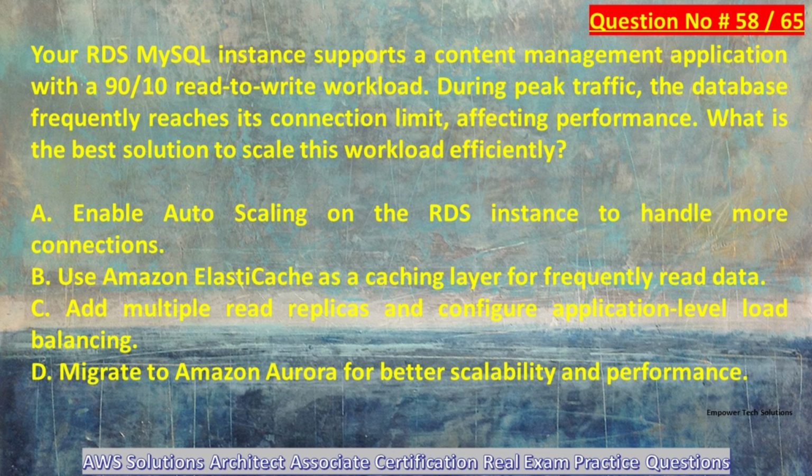A. Enable auto-scaling on the RDS instance to handle more connections. B. Use Amazon ElastiCache as a caching layer for frequently read data. C. Add multiple read replicas and configure application-level load balancing. D. Migrate to Amazon Aurora for better scalability and performance.